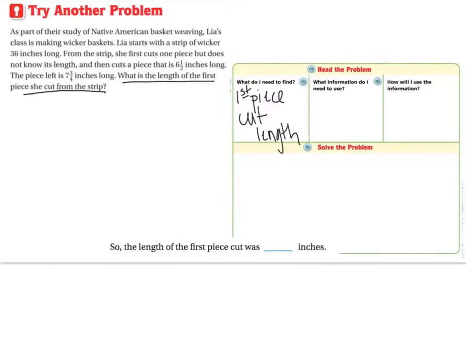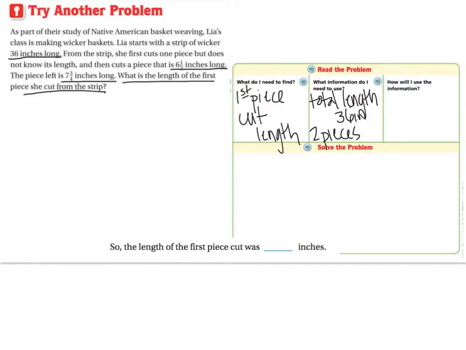Next, I need to figure out, what information do I need to use to solve this? Well, I know that it gave me the information about the total length of the strip. I also know that it gave me 2 lengths, one for that piece, 6.5 inches long, and one for this piece, 7 3/4 inches long. I don't know the length of the third piece. That was that first piece she cut.